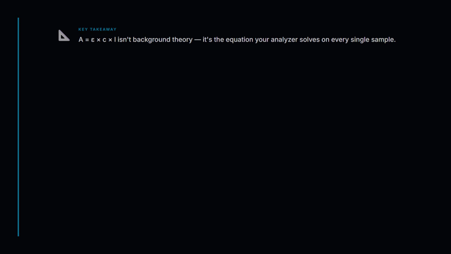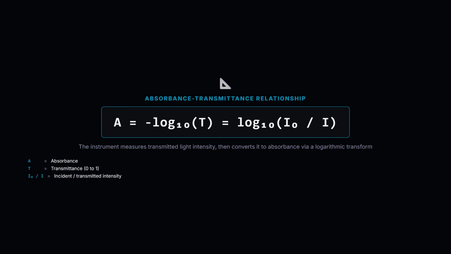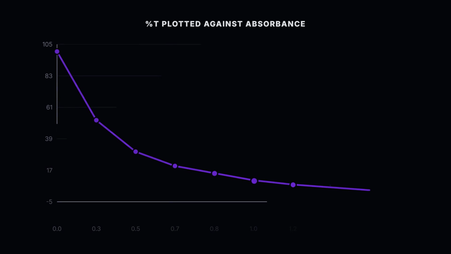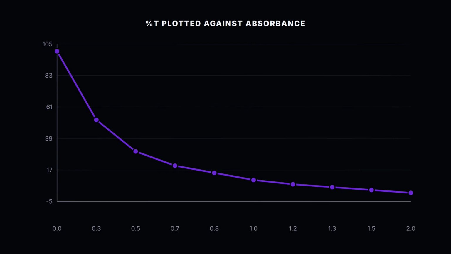Now, your detector doesn't actually measure absorbance directly. It measures light intensity, which the instrument converts to transmittance, then to absorbance using a logarithm. Absorbance equals the negative log base 10 of transmittance. Here's why that logarithm matters. Plot absorbance against transmittance directly, and the relationship is sharply nonlinear. Most of the useful measurement range is compressed into a narrow slice near 0% transmittance, which is exactly why you never see a clinical analyzer report results in raw %T.